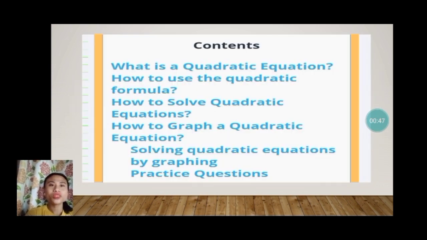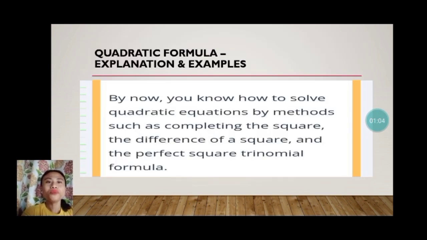The contents. What is a quadratic equation? How to use the quadratic formula? And how to solve quadratic equations? How to graph a quadratic equation, solving a quadratic equation by graphing, practice questions. Quadratic formula and explanations and examples.